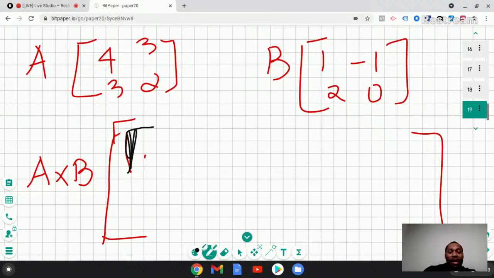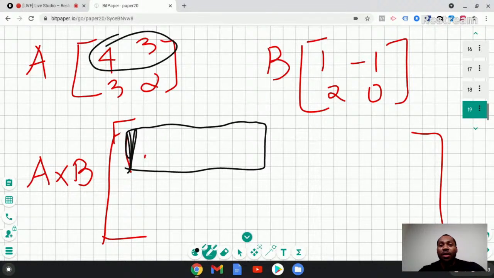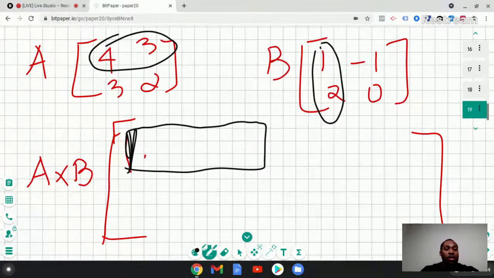So this one right here that I need is in the position first row, first column. So what I'm going to do is take the first row of the first matrix and do a dot product between that and the first column of the second matrix. You multiply that by the first column of the second matrix. So what I do is 4, 3, that's the first row. The first column of this matrix is 1, 2. I'm going to do a dot product. So it's 4 times 1 plus 3 times 2.